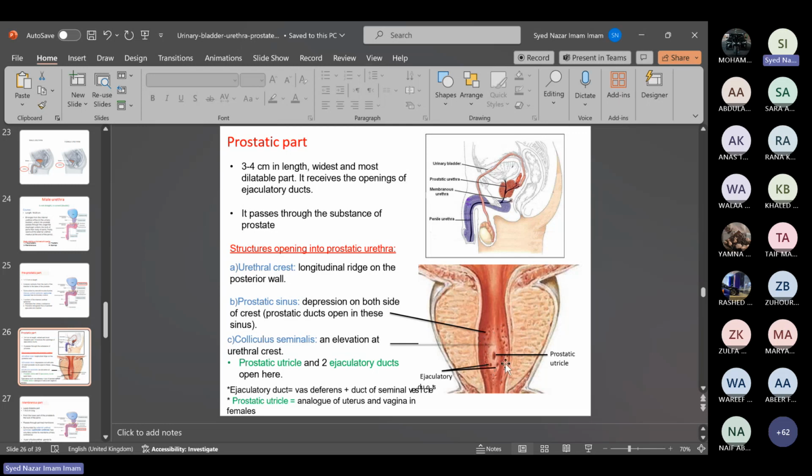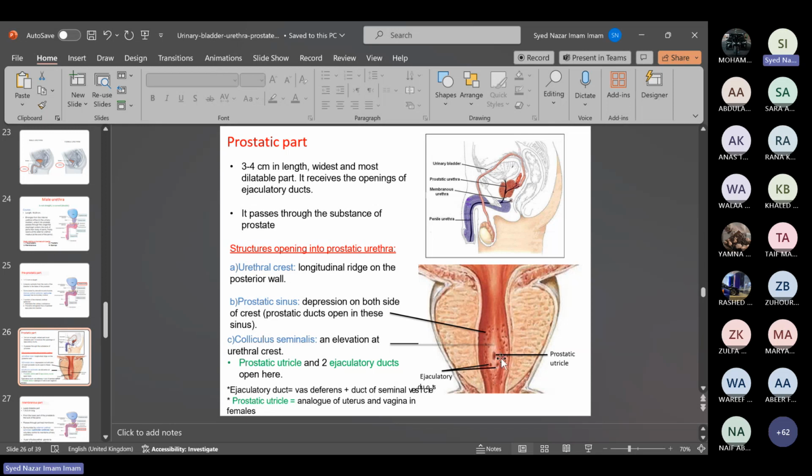So what are the things here? Urethral crest, and in the urethral crest, we have three openings. One central opening is prostatic utricle. This is the blind tube, and which corresponds to the female uterus. So it's the remnant of the female uterus, and it has only one opening here, which is in the center of the urethral crest.